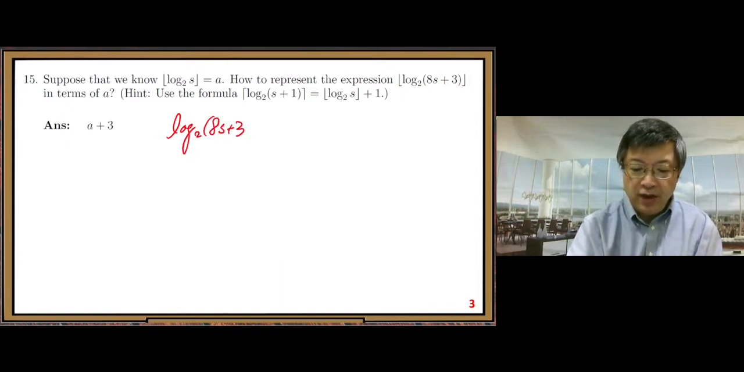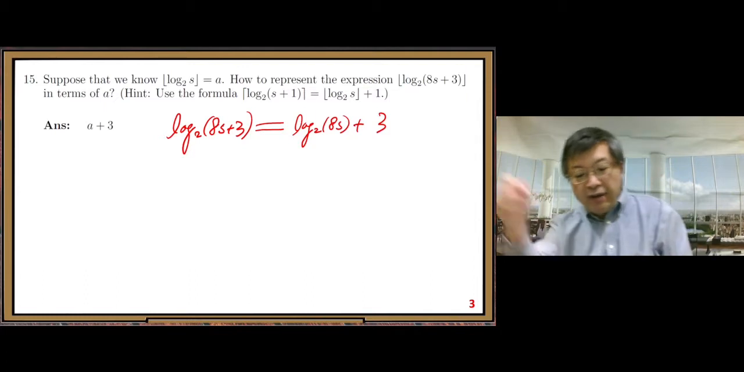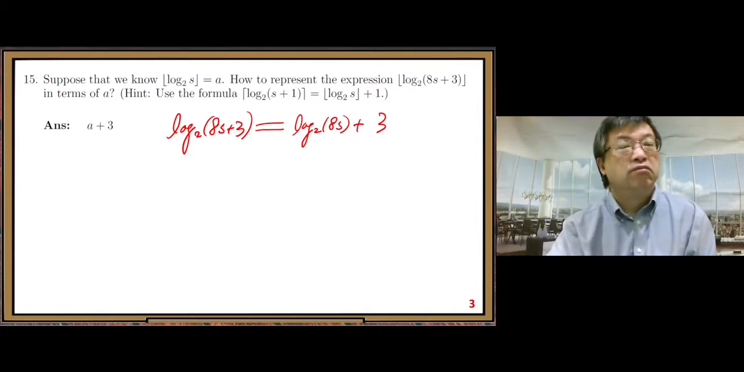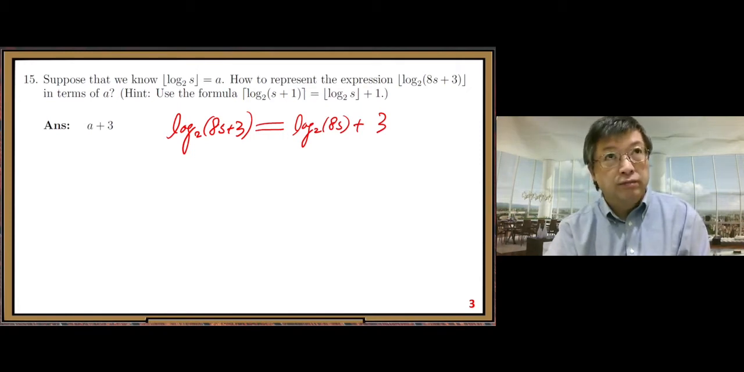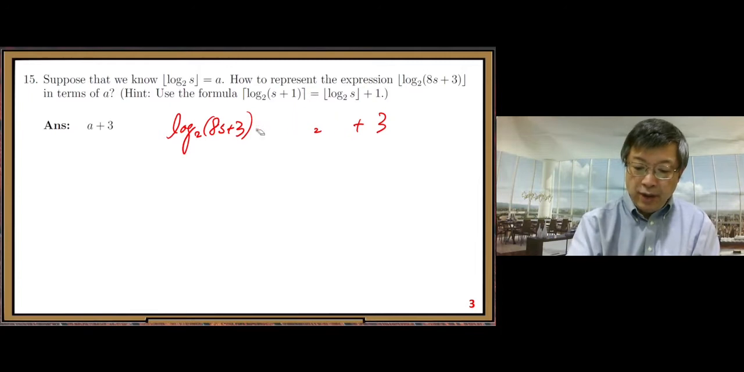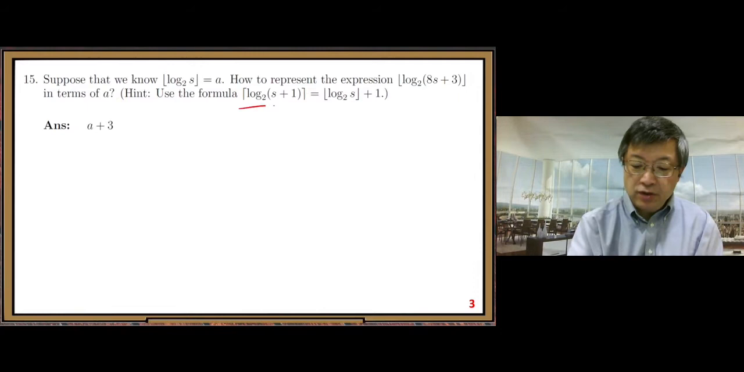8s plus 3. Those students write it this way, plus 3. They take that 3 out of the log. We cannot do that. Okay? It is wrong. It is very wrong. Don't do that. You cannot do that. The only way to do the simplification is to use this formula.